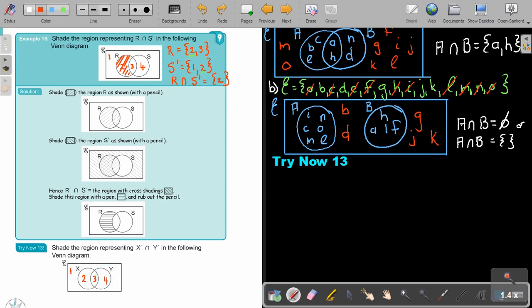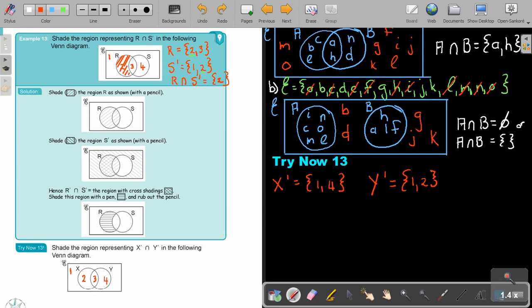Okay, and then I'm going to start. So X complement, just according to my number, cover X, and what is it, 1 and 4. And then Y's complement, can you see? So cover Y, and it's 1 and 2.